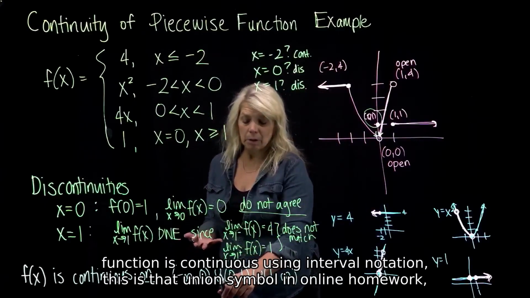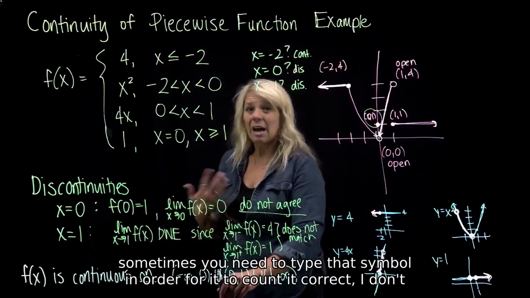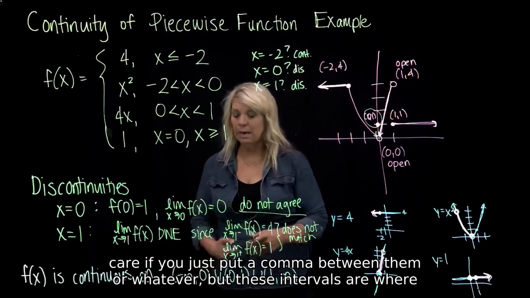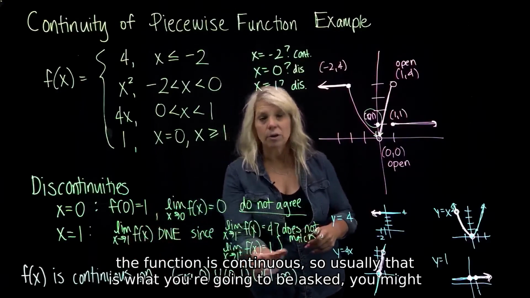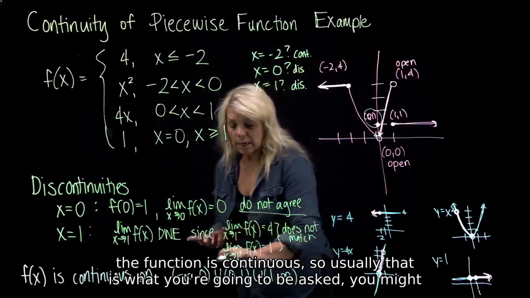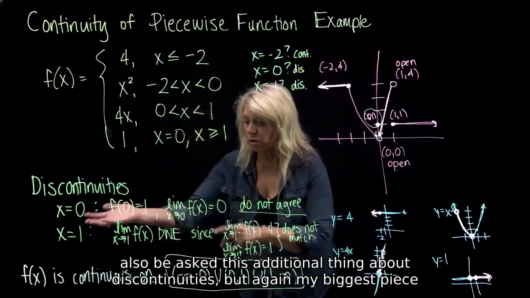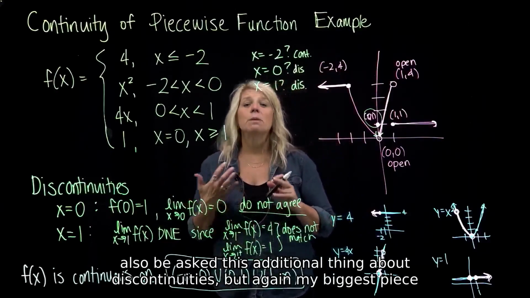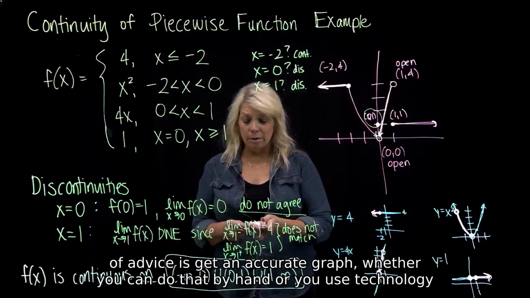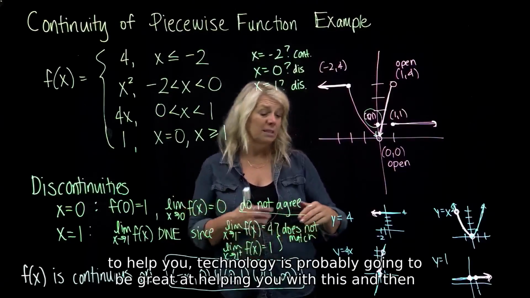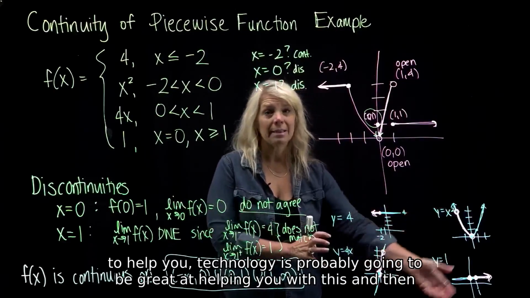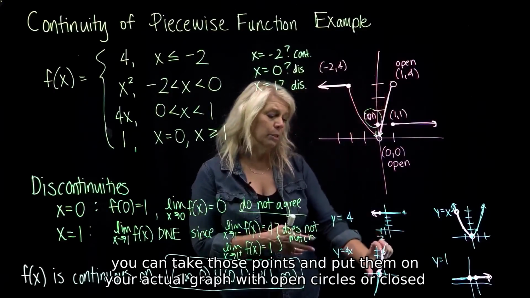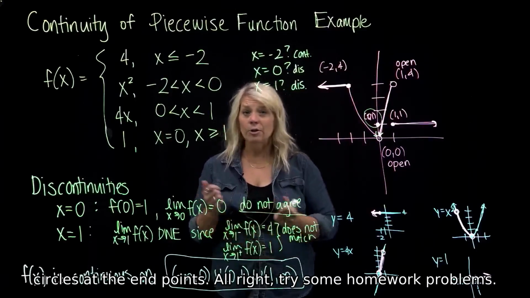This is that union symbol. In online homework, sometimes you need to type that symbol in order for it to count it correct. I don't care if you just put a comma between them or whatever, but these intervals are where the function is continuous. So usually that is what you're going to be asked. You might also be asked this additional thing about discontinuities. But again, my biggest piece of advice is get an accurate graph, whether you can do that by hand or you use technology to help you. Technology is probably going to be great at helping you with this. And then you can take those points and put them on your actual graph with open circles or closed circles at the endpoints. All right, try some homework problems.